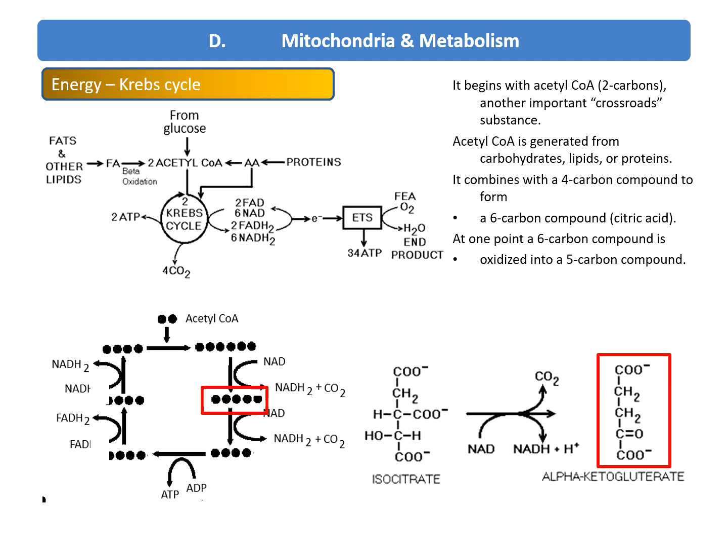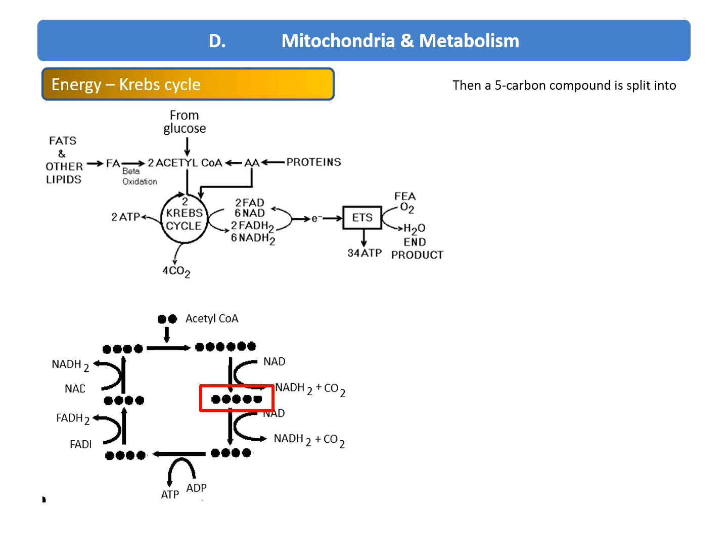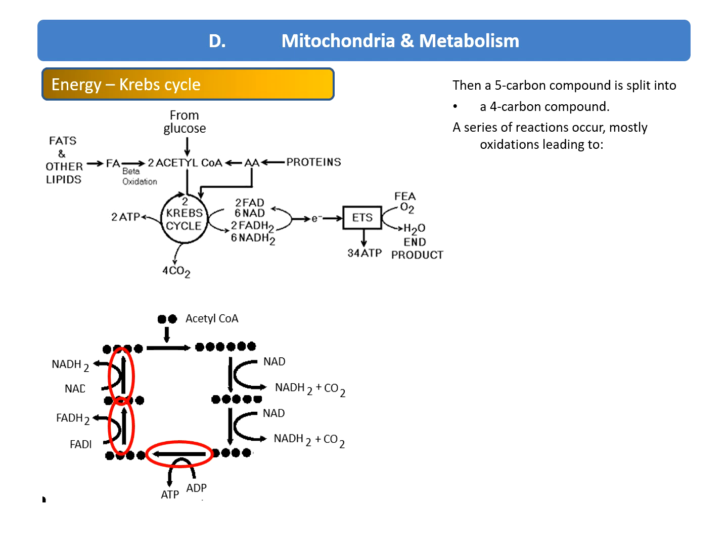The isocitrate is oxidized into a 5-carbon compound called alpha-ketoglutarate. At the same time, the NAD is reduced to NADH2. It's a decarboxylation reaction in which one carbon is removed in the form of carbon dioxide. Then a 5-carbon compound is split into a 4-carbon compound. This undergoes a series of reactions, mostly oxidations, that lead to the 4-carbon compound we began this process with.